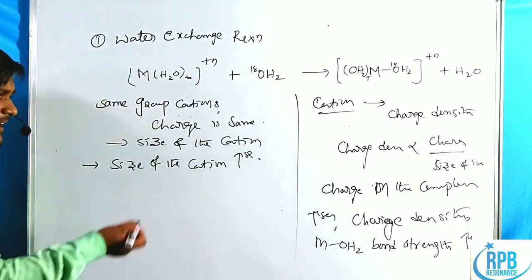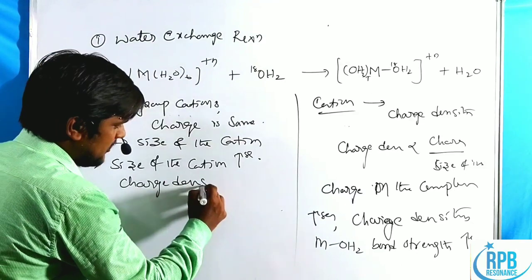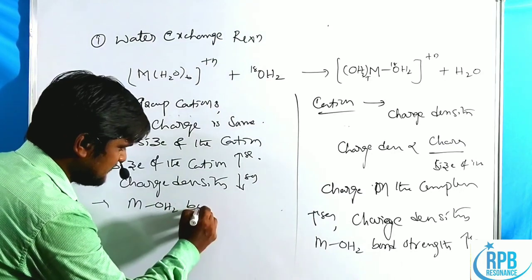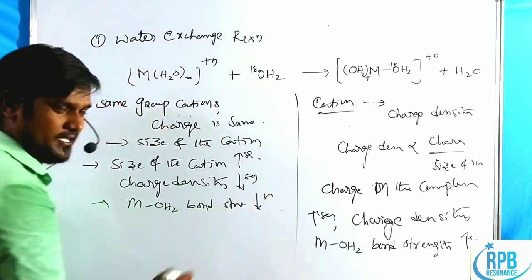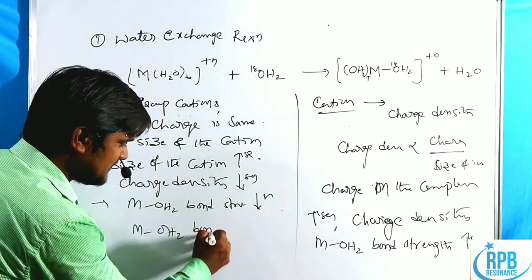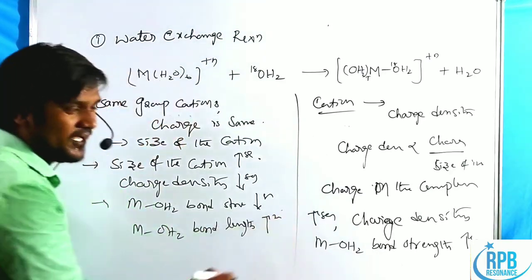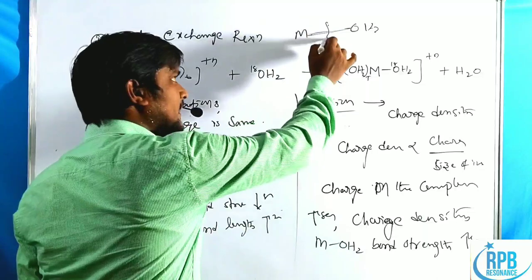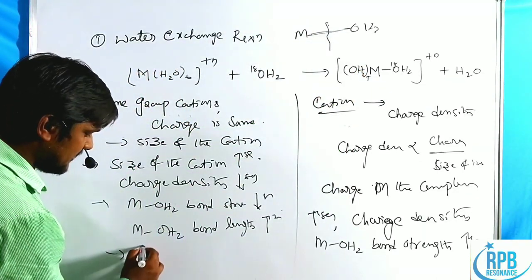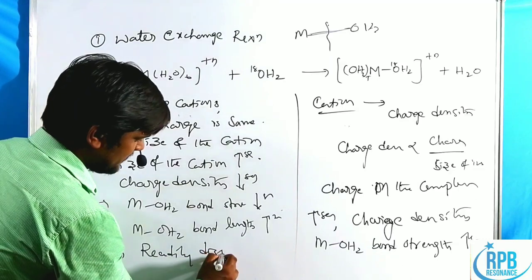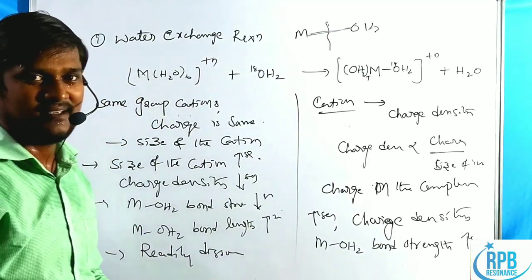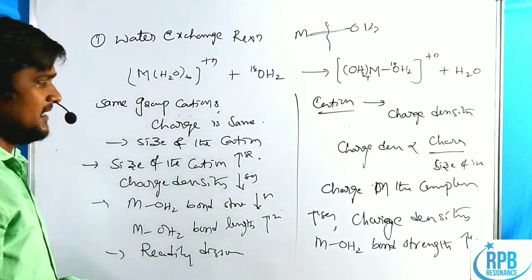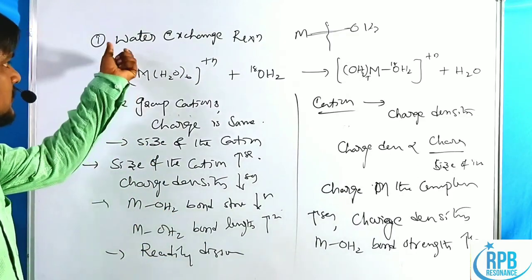If the size of the cation increases, charge density decreases. If charge density decreases, the metal-water bond strength decreases, and the metal-water bond length increases. The higher the bond length, the more readily it breaks and dissociates. So from top to bottom, size increases, bond length increases, and they are prone to water exchange reactions. This is the general phenomenon involved in water exchange reactions.